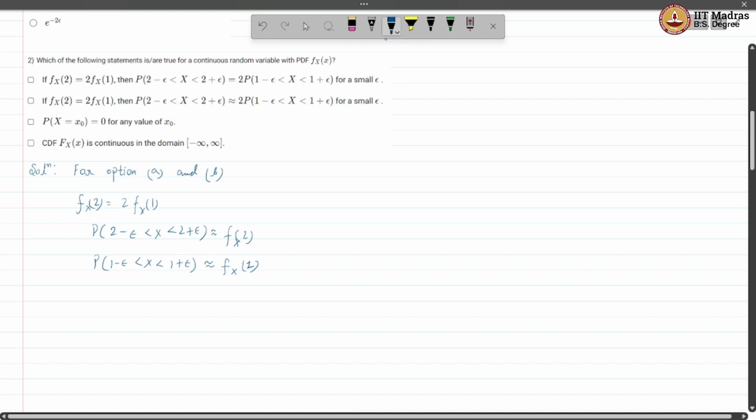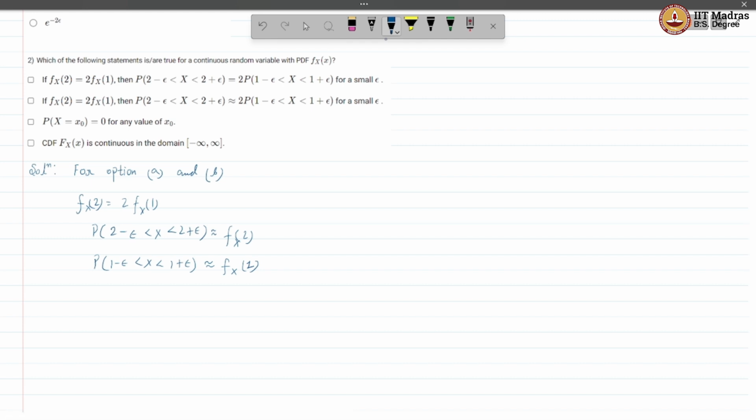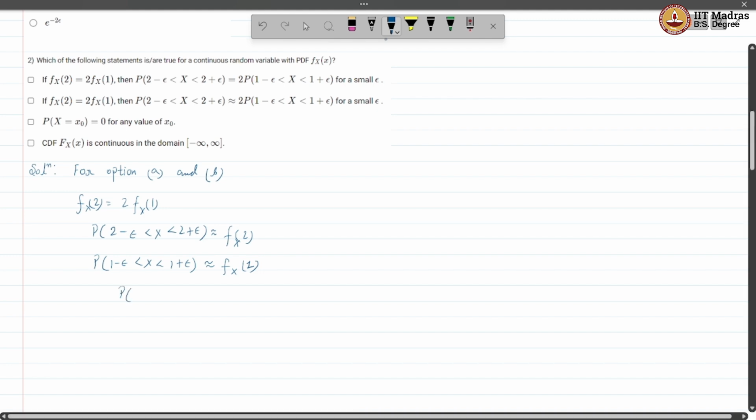So from this, we can say that the probability that x is greater than 2 minus epsilon and less than 2 plus epsilon is approximately equal to 2 times the probability that x is greater than 1 minus epsilon and less than 1 plus epsilon. So therefore, option A is incorrect and B is correct.